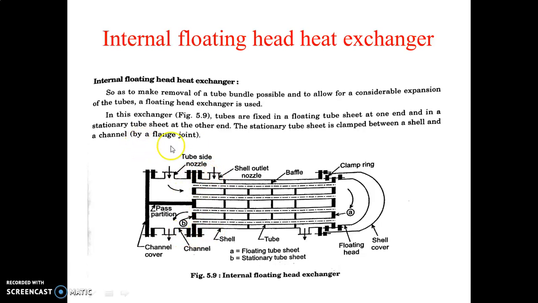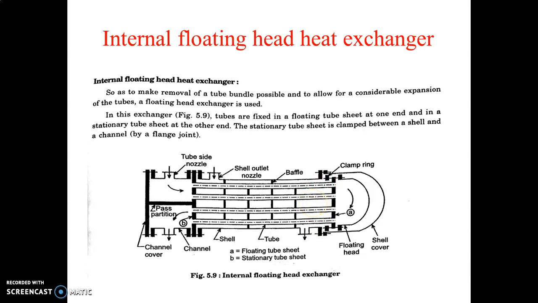Clamp means we are using the nut and bolt. Then the floating tube sheet, that means this tube sheet, is clamped between the floating head and the clamp ring. So here the ring is provided, and that ring is clamped with this floating head. This clamp ring is split, that means it is dismantled into two halves to permit dismantling in place at the back of the tube sheet.